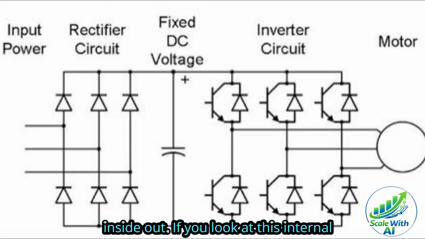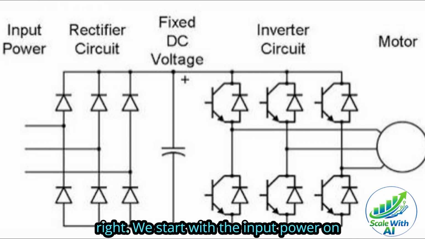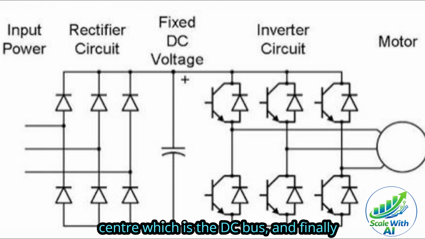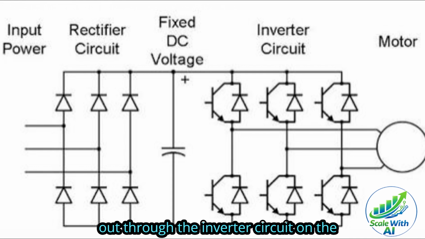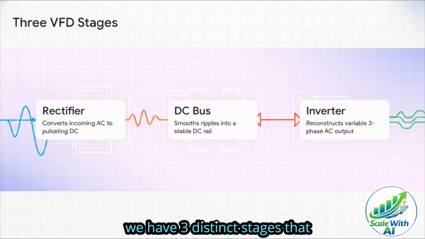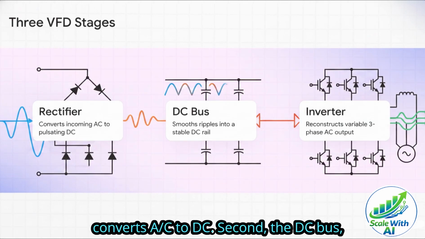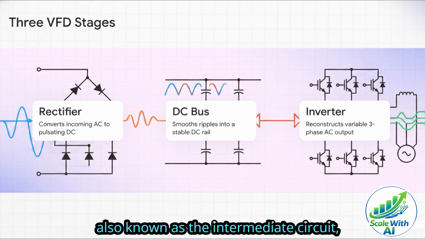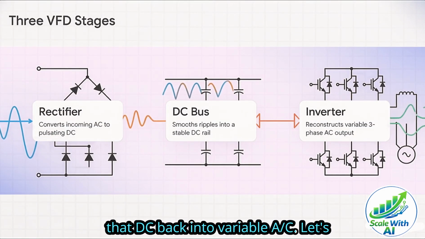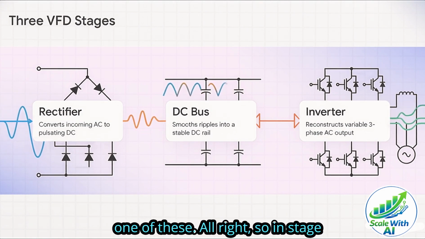If you look at this internal block diagram, you can basically trace a complete map of our current's journey. Notice how the power flows from left to right. We start with the input power on the left, it moves through the rectifier circuit, then into the fixed DC voltage center, which is the DC bus, and finally out through the inverter circuit on the right to actually drive the motor. Just breaking that diagram down for a second, we have 3 distinct stages that electricity absolutely must pass through. First up, the rectifier stage, which converts AC to DC. Second, the DC bus, also known as the intermediate circuit. And third, the inverter stage, which turns that DC back into variable AC. Let's look a little closer at what actually happens to the electricity inside each one of these.